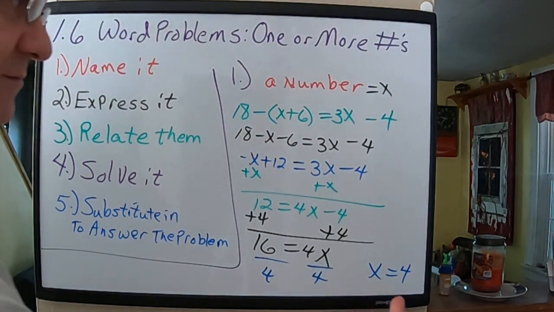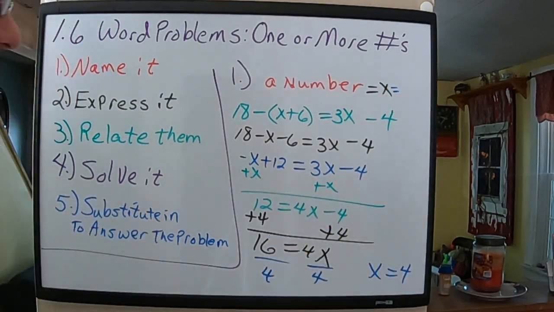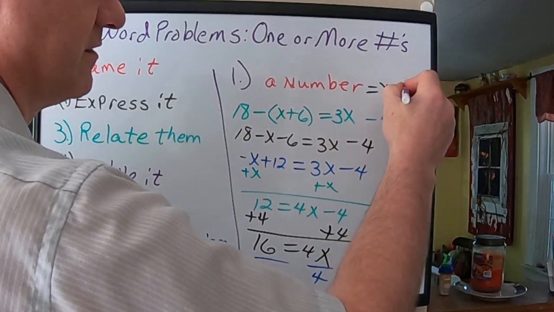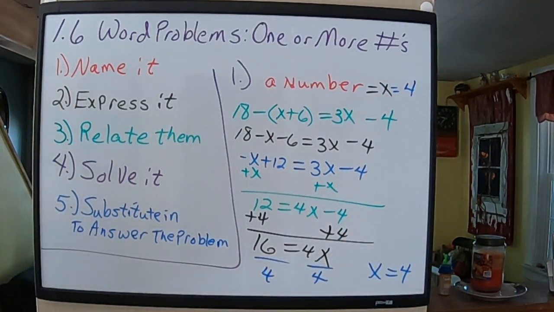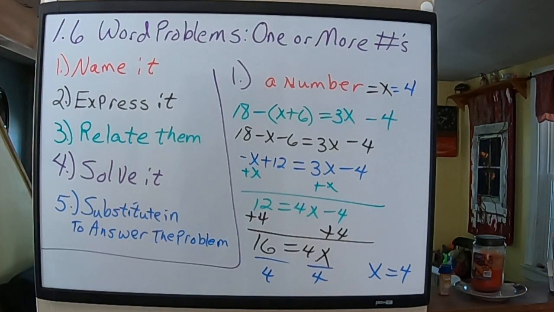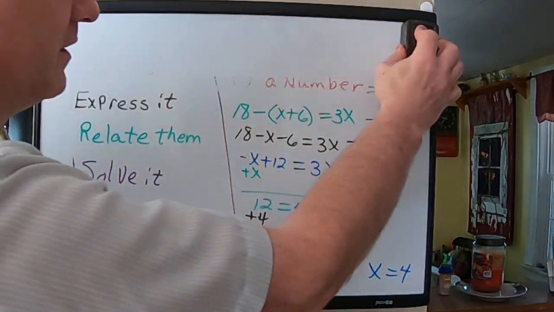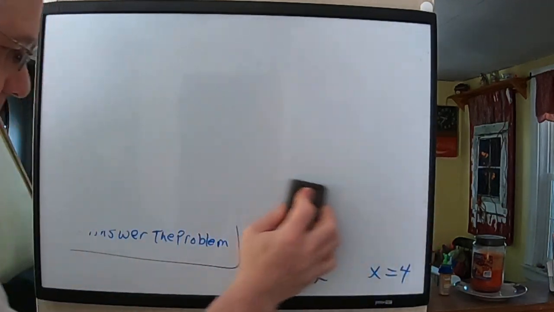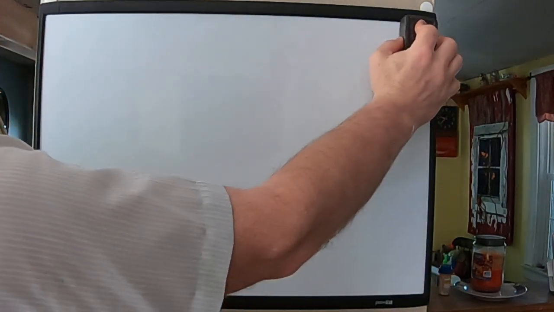Now I have to substitute that back in to answer the question, and the question was find the number, basically. And so x is 4. That's how you do that part of it. Let's continue on to number 3 for our next example. I'm going to use these steps again in number 3, but I need a little more room, so I'm going to erase all this. Good thing you have YouTube where you can pause it as needed.